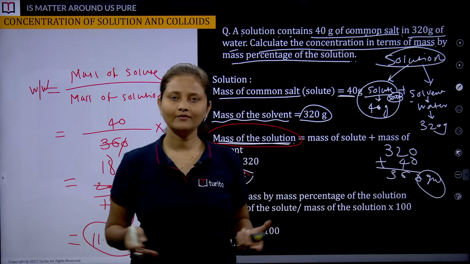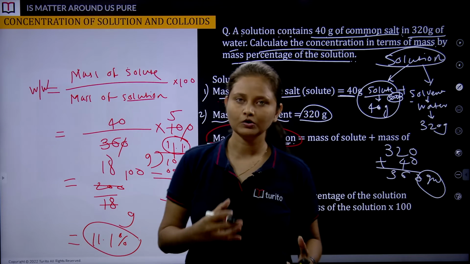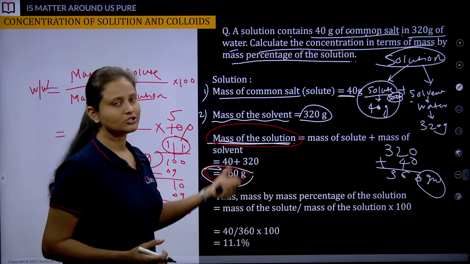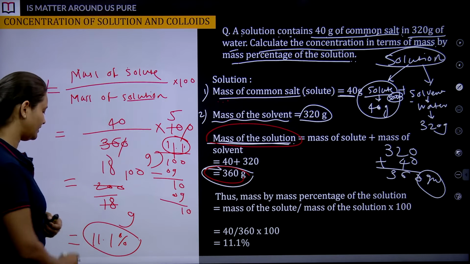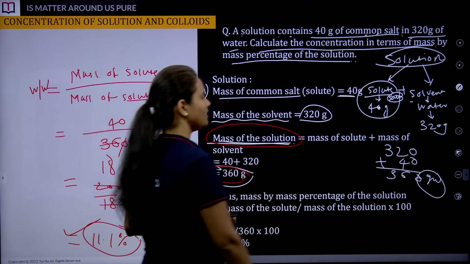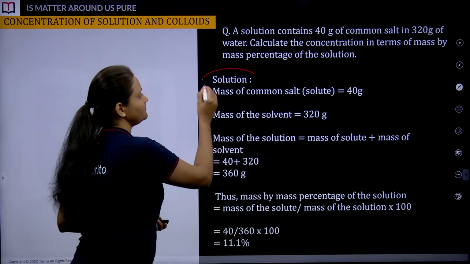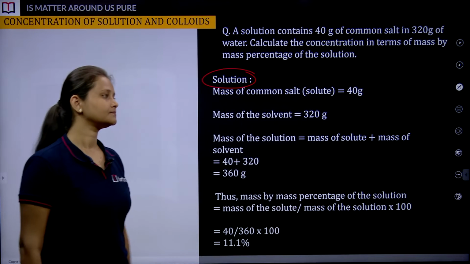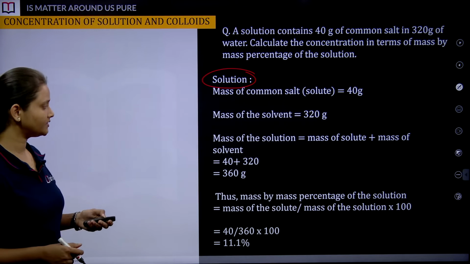So what we have done, to find out the mass of solution, we have added the mass of solute and solvent, which gives you 360 gram, that is the mass of the solution. Now just put the values, do the calculation and get the answer. That's it. Easy, right? Quickly note down, students, I have given you the solution. Got it?